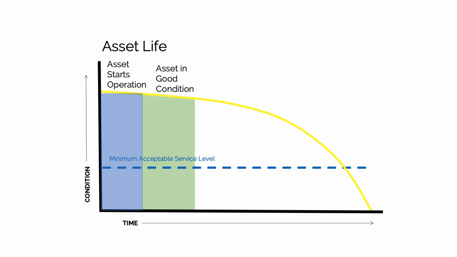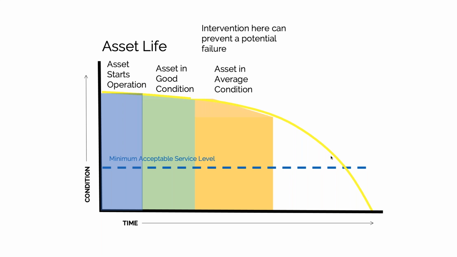It's still doing what I want. And then time goes on and the asset kind of drops to more of an average condition. And I could intervene here with some kind of maintenance approach, and I could drive the asset back into a better condition. So that's one option I have, is sort of to intervene at this point to get the condition of the asset up a little bit, because again, it's starting to decay.